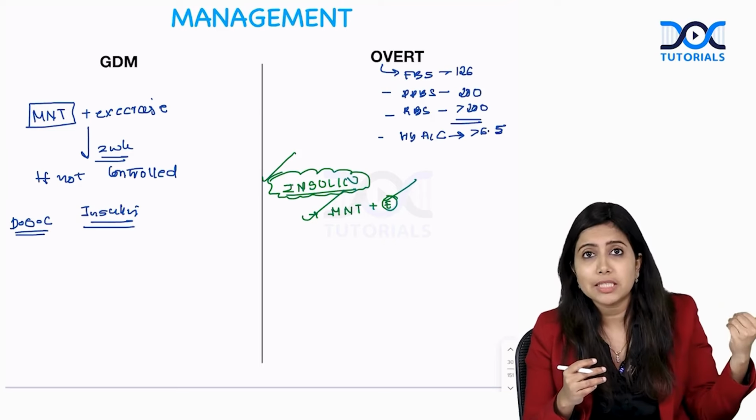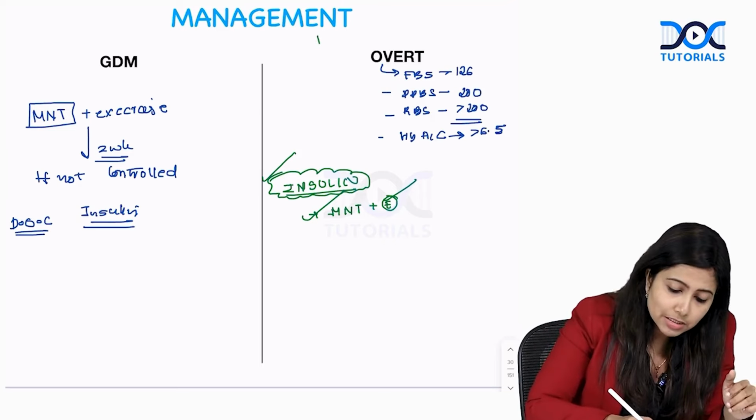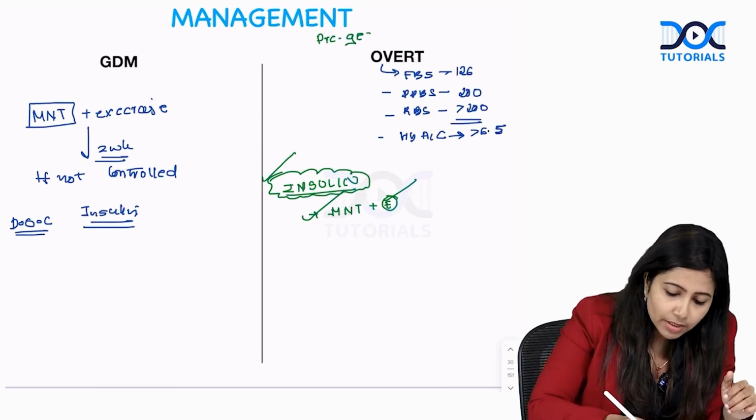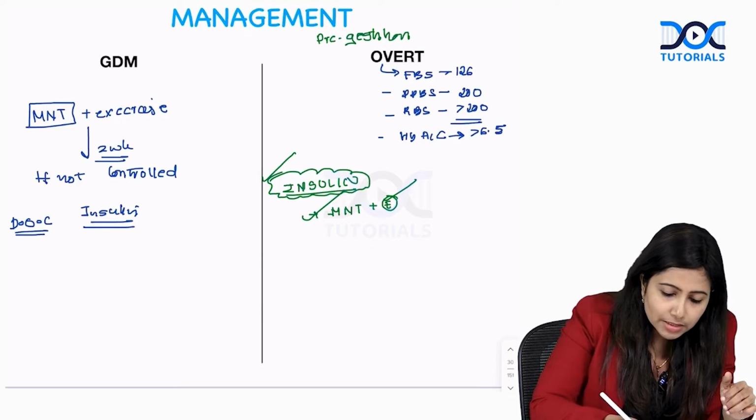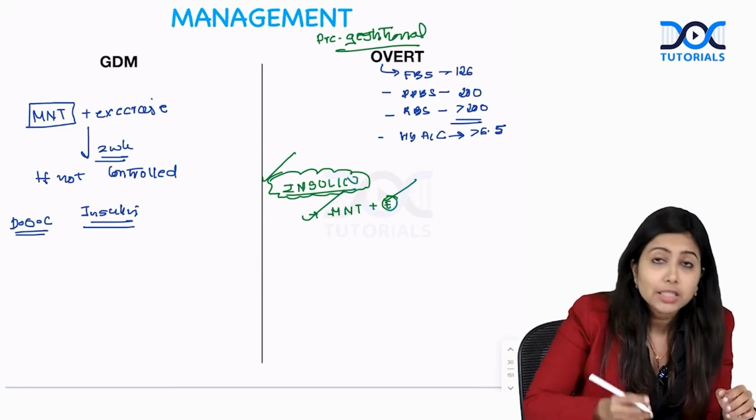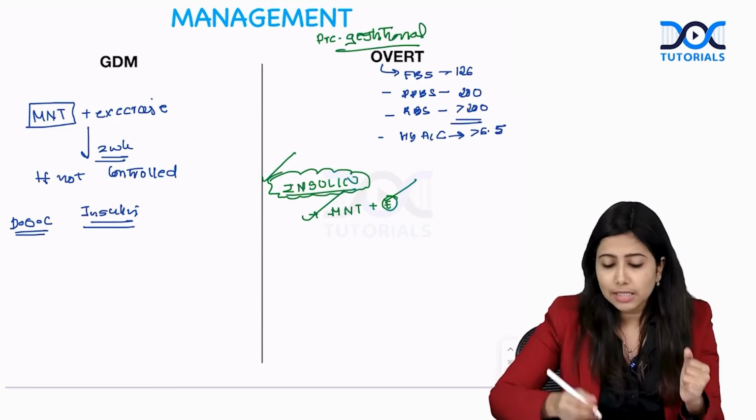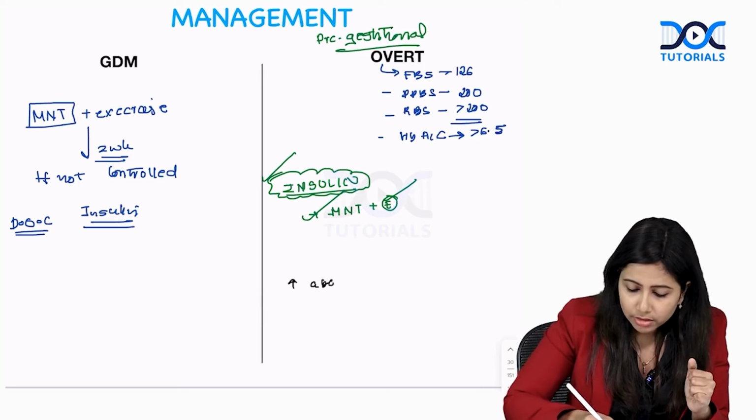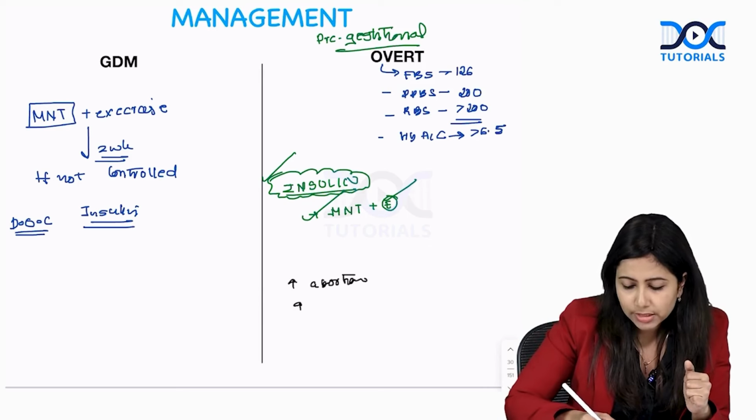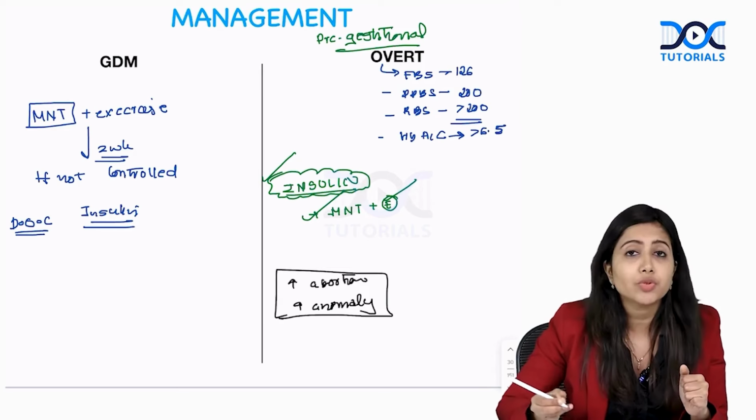Overt diabetes patients, or the patients who have diabetes before pregnancy itself, is known as pre-gestational diabetes. Those who have diabetes before pregnancy are the population at increased risk of abortion. There is more risk of abortion. There is also a high risk of anomalies associated.